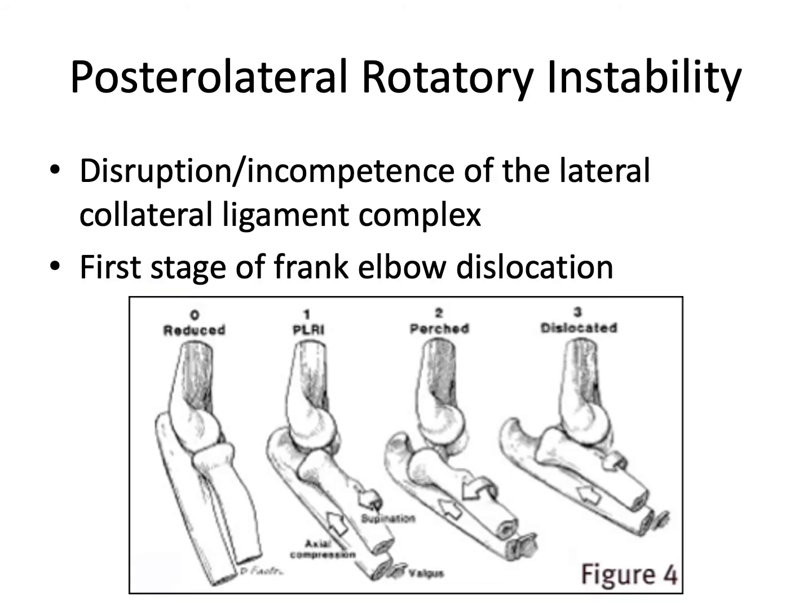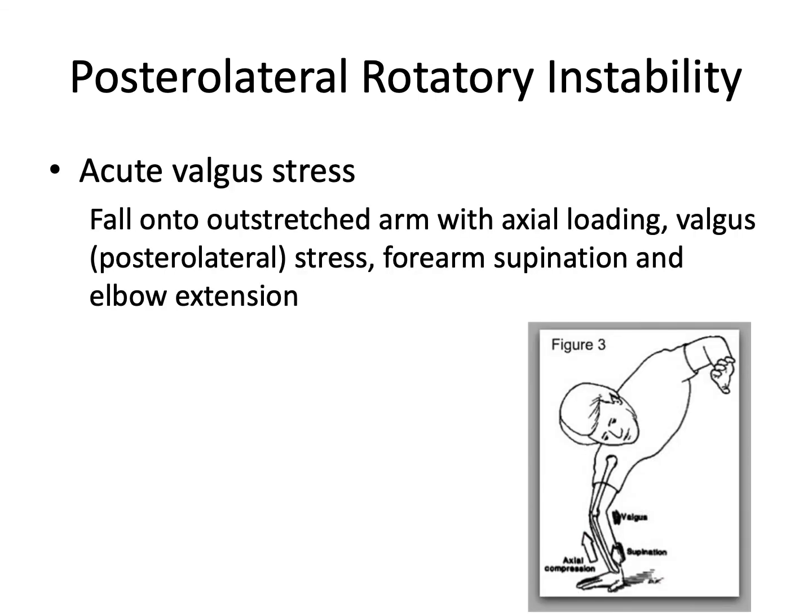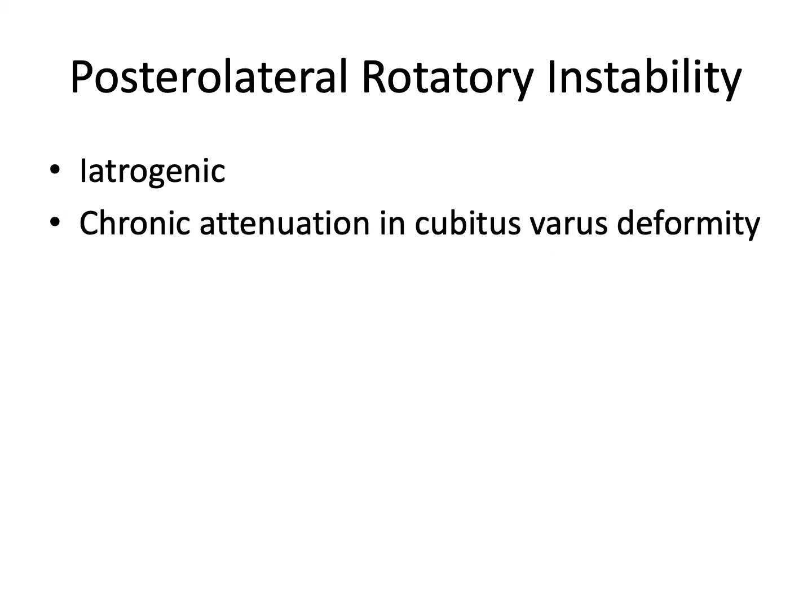Posterolateral rotatory instability is disruption or incompetence of the lateral collateral ligament complex. It's also the first stage of a frank elbow dislocation. It typically occurs after acute valgus stress, fall onto an outstretched arm with axial loading, valgus stress, forearm supination, and elbow extension. It could also be iatrogenic or chronic attenuation in a cubitus varus deformity.